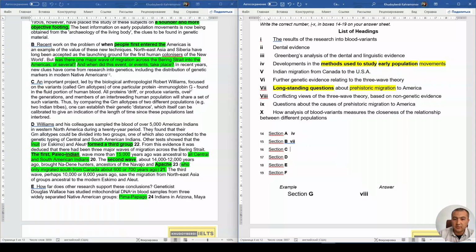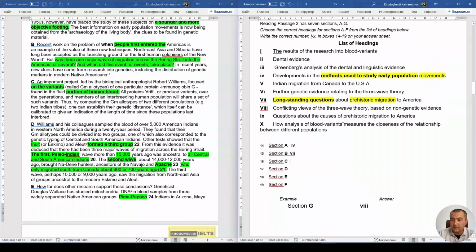And section C. An important project led by biological anthropologist Robert Williams focused on the variants of one particular protein, immunoglobulin G, found in the blood. So it's talking about the human blood portion and variants, right? All protein drift or produce variance over time. I think this should be enough in order to figure out and extract all the meaning of the text, right? So how analysis of blood measures closeness of relationship.